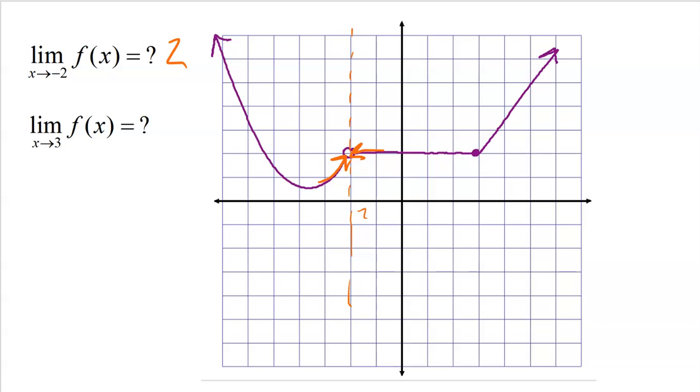All right, now let's do +3. Here's +3 right here. Left side here, right side here. They are coming together, and there's a point there. Added bonus, there didn't need to be a point there, as we saw with the other example, but they are coming together at a value of 2. So both of these have a limit of 2.